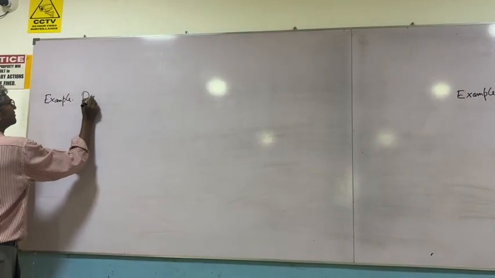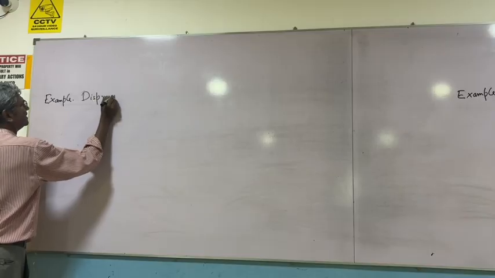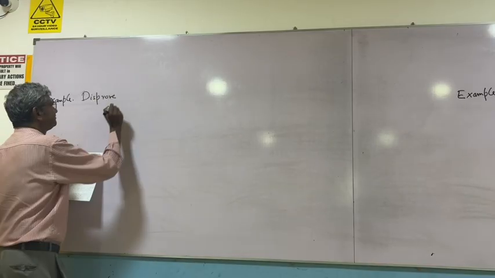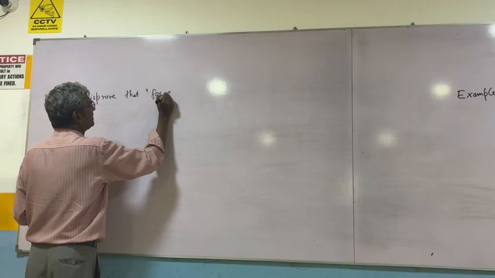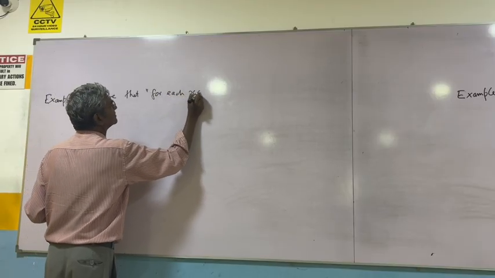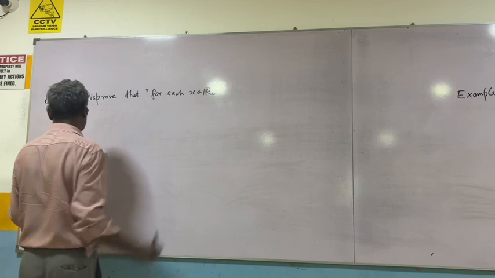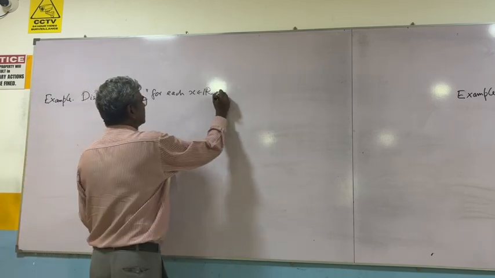Disprove that for each x belonging to R, that means for every real number, x squared is greater than 0.